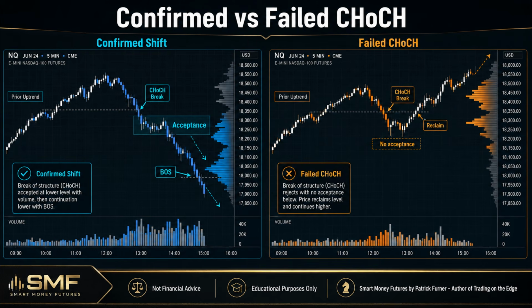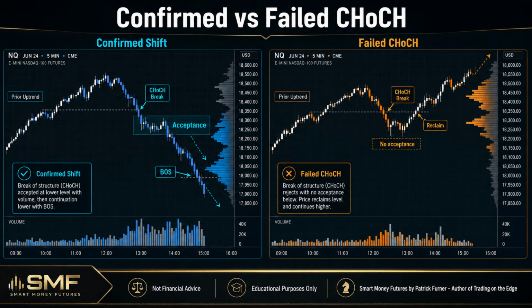A professional using this framework would not have entered on the change of character alone. They would have waited for the first break of structure after the change of character in the new direction with acceptance, confirming at the new structural location. That is a significantly higher quality entry than the change of character itself.